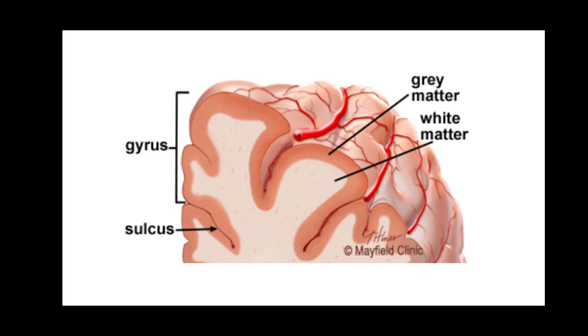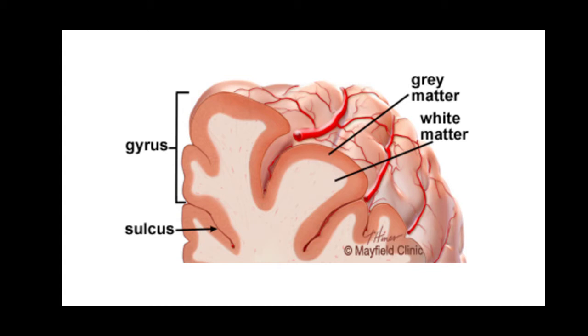So the gray matter is the outer cortical region of the brain, and the inner portion is quite whitish in color. As I said, it is comprised of the myelinated neurons, meaning mostly myelinated axons. So it is the inner portion.